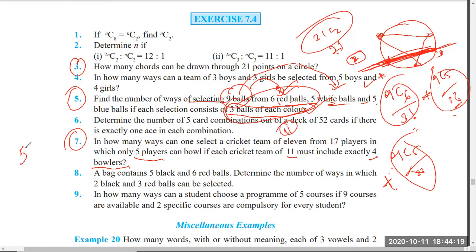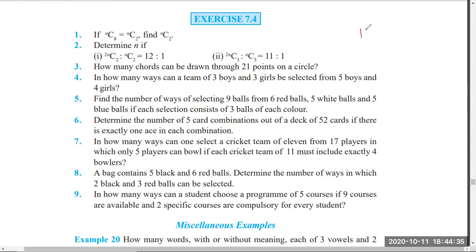5 can play as bowlers, and the remaining are not. Out of 17 players, 5 are bowlers, and the remaining are batsmen, right? So the remaining are 12 batsmen. What they said is you need to select an 11-member team out of these 17 so that you get exactly 4 bowlers.